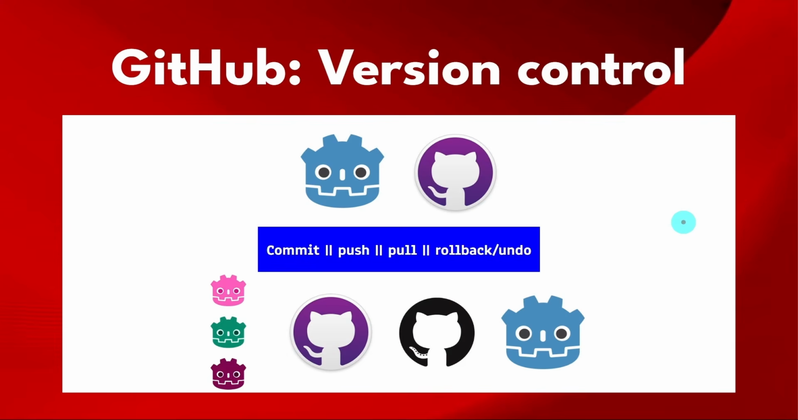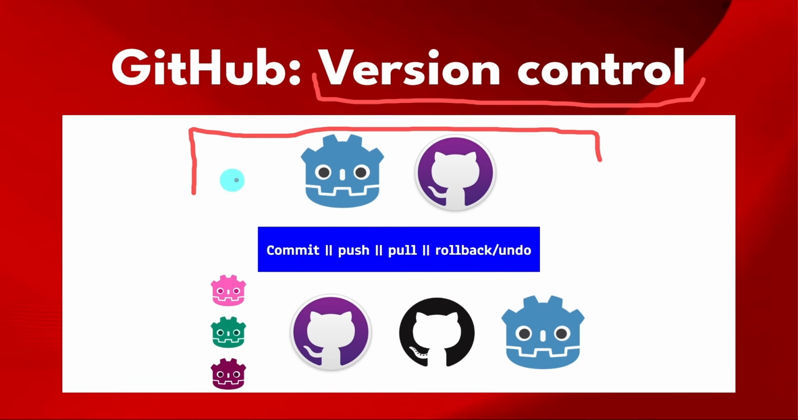Let's go ahead and quickly discuss version control with GitHub and Godot. Now, version control is one of the most useful tools we can use as developers. It basically allows us to keep track of all the different changes throughout our game's development. It's also heavily used by professional teams today.